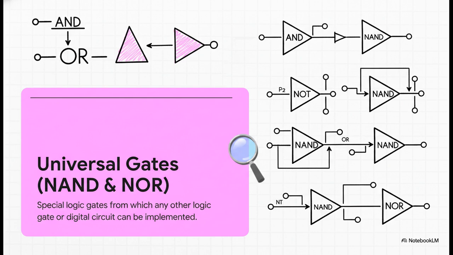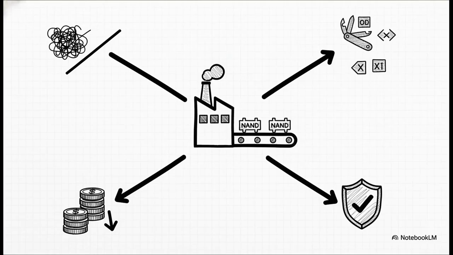It's incredible. I mean, think about what that means for manufacturing. It's a total game changer. Suddenly, your factory only needs to make one type of tiny component. It makes designing circuits way simpler, it cuts costs like you wouldn't believe, and it can even make the final product more reliable. It's a win-win-win.